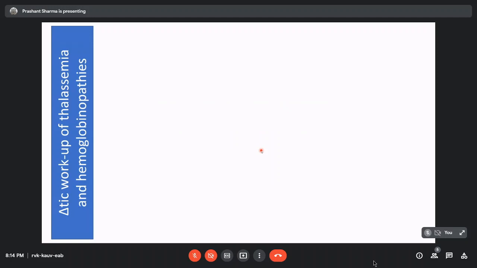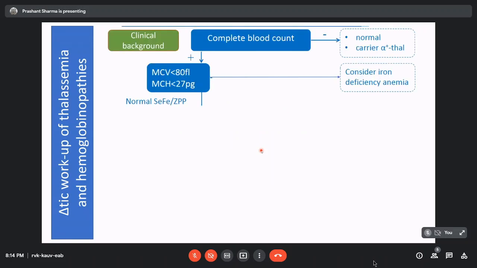So this is a diagnostic algorithm for the workup of thalassemia and hemoglobinopathies. It has to start with the clinical background, and then we go on to the complete blood count. The complete blood count can be normal in persons who are carriers of alpha thalassemia, and we'll discuss alpha thalassemia next time. But most of the time, if you have a microcytic hypochromic blood picture, and you're reasonably sure from the RDW and some indices that this is not iron deficiency, you need to go in for further testing. There is something about thalassemic red cell indices which can tip you off about the possibility of a thalassemia, and I'll show it to you in a case study in a minute.